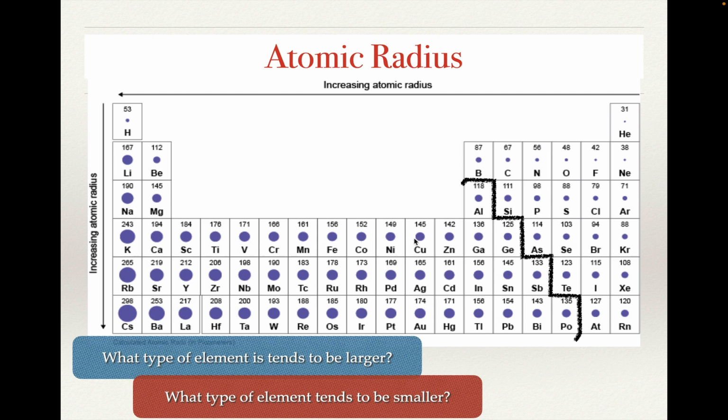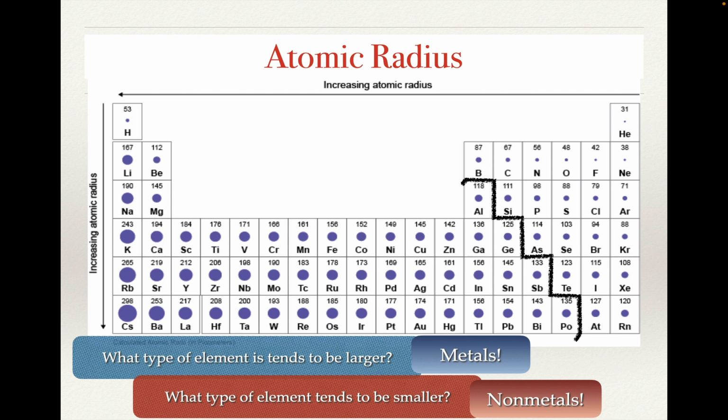We have two questions down here. What type of element tends to be larger? Remember, we have our metals over here, and we have our non-metals here. Generally speaking, the metals in this area tend to be larger, and our non-metals over here tend to be smaller. That's important because the way they bond is going to be related to their size.